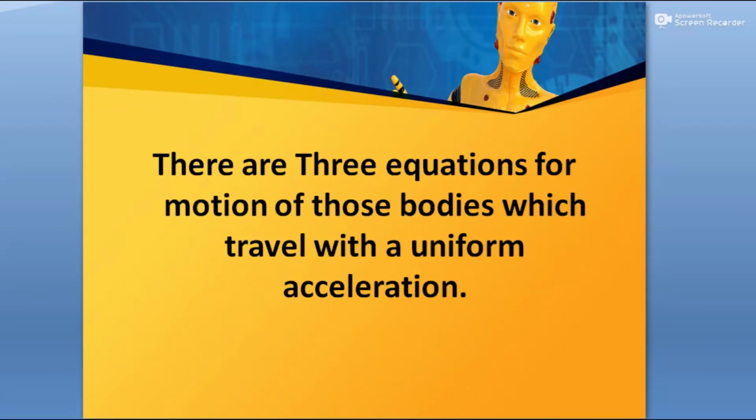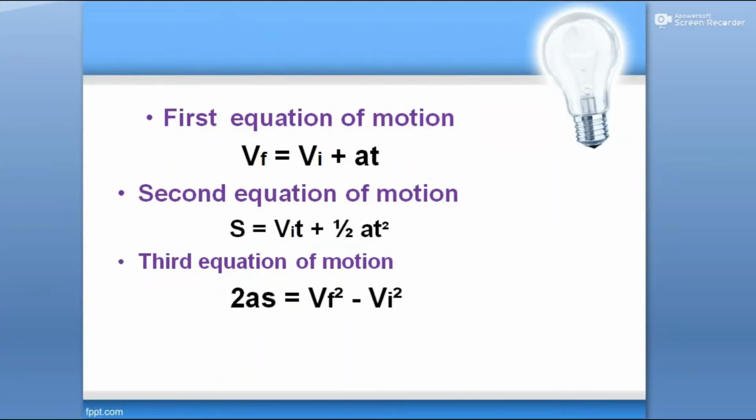There are three equations for the motion of those bodies which travel with a uniform acceleration. First equation of motion given by Newton is Vf equals Vi plus At. Second equation of motion, S equals Vit plus half At square. Third equation of motion, 2As equals Vf square minus Vi square.